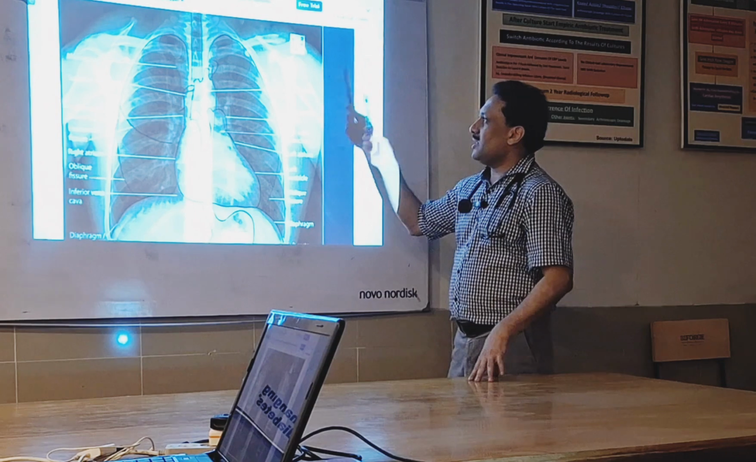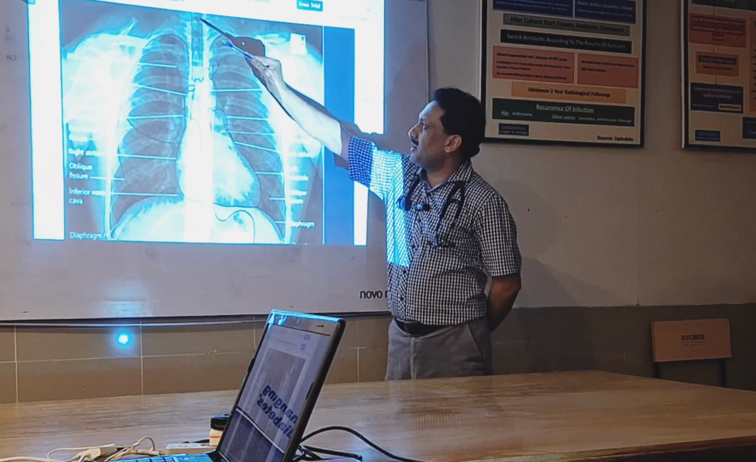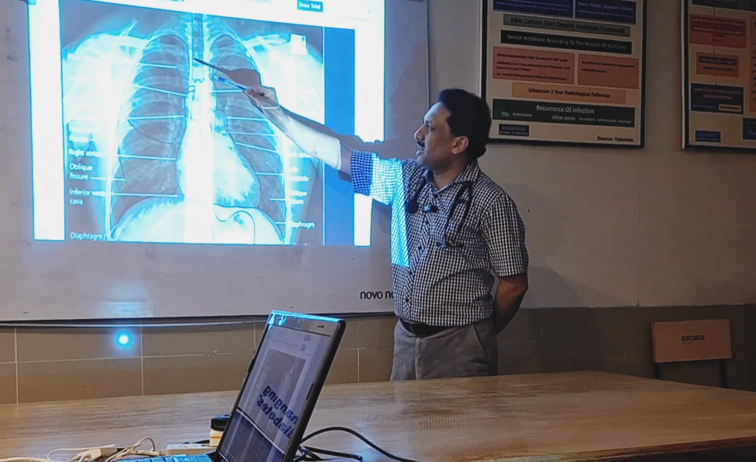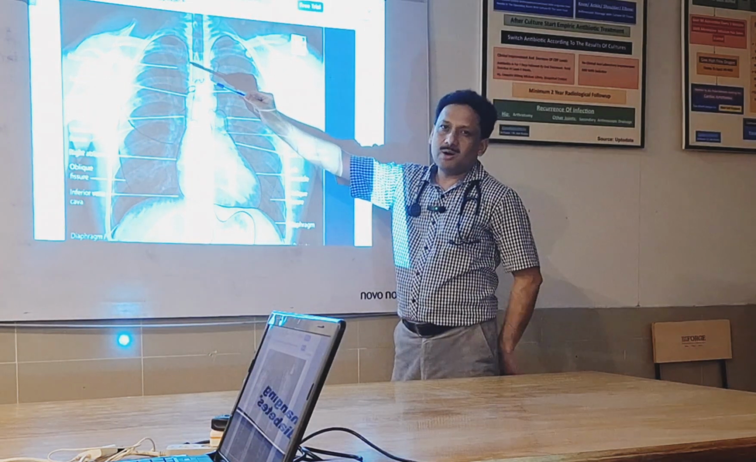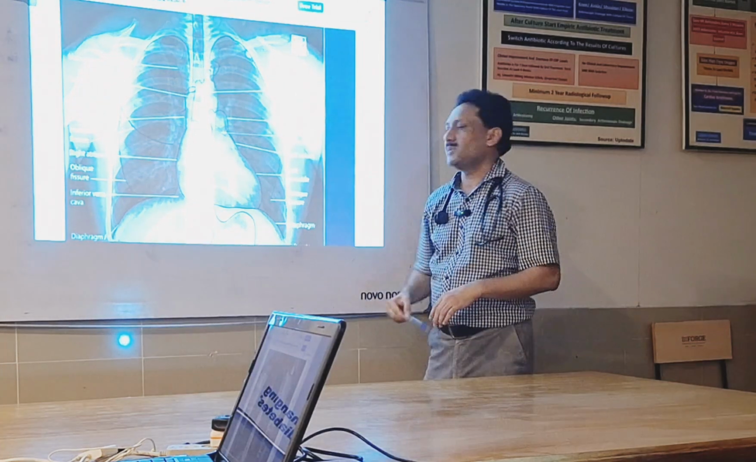So number 1, A for airway. This is the airway, you can see this airway. In a normal patient, in a normal X-ray, that will be almost in the center, or that might be slightly deviated to the right side. That is airway.